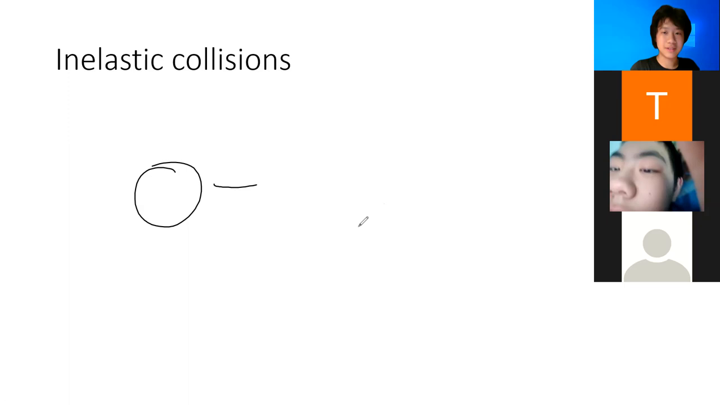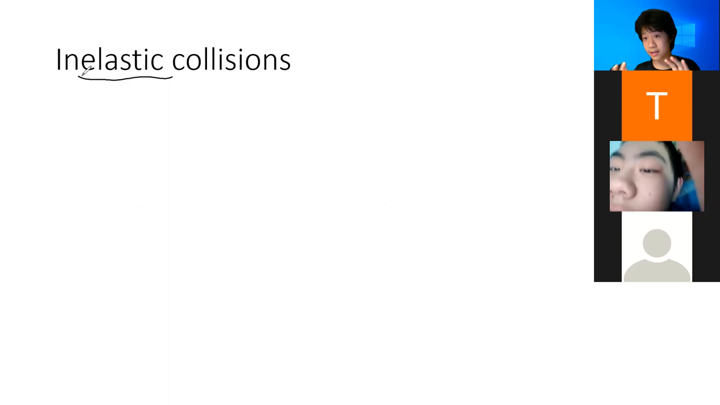And there are lots of different types of collisions that can occur. One of them is called the inelastic collision. As you can see in the word inelastic, there is the word elastic inside it, and inelastic means not elastic. When you think of something that's elastic, you think of something that's really bouncy. So an inelastic collision is where these two objects collide and they don't bounce at all. They stick to each other.